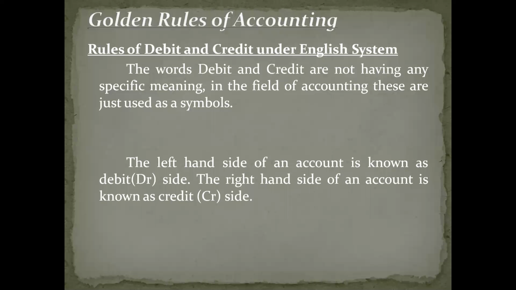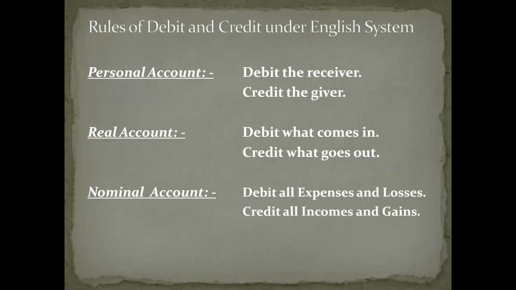For example, personal account has its own debit and credit rules: when a person's account should be debited, when it should be credited. Similarly, real account, which deals with assets, has its own rule: when an asset account should be debited, when it should be credited. Similarly, nominal account has its own debit and credit rule. So there are certain golden rules for this accounting system. These are nothing but debit and credit rules. So here there are three types of accounts: first is personal account, second is real account, and third is nominal account.